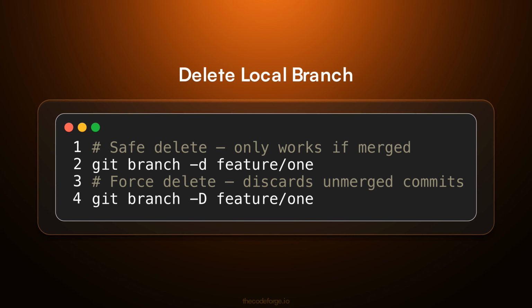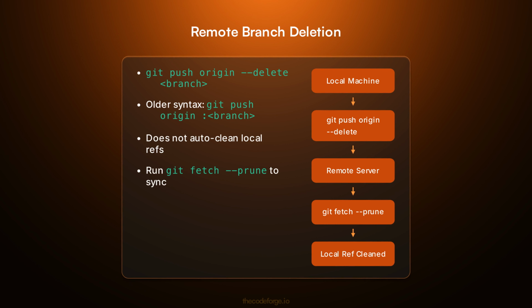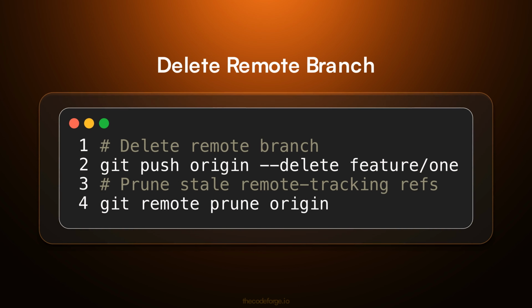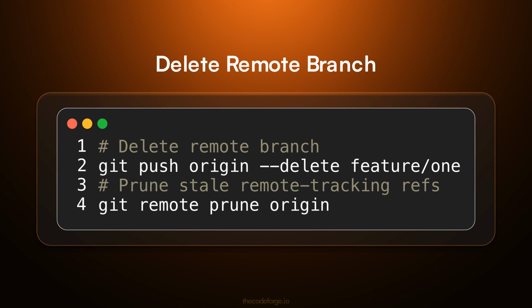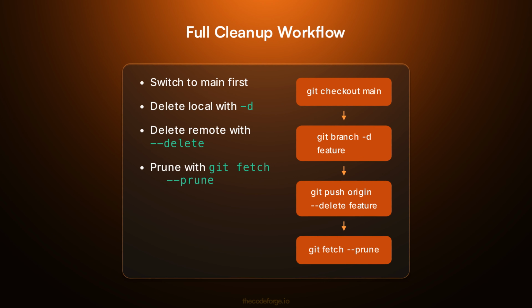Here's how to delete a local branch. The safe version will fail if the branch has unmerged commits. The force version will delete regardless. Deleting a remote branch removes it from the server, but your local remote tracking refs remain stale. You need git fetch --prune to clean those up. Use git push origin --delete to remove the remote branch, then prune your local cache with git remote prune origin or git fetch --prune. The complete cleanup sequence: switch to main, delete the local branch, delete the remote branch, then prune stale tracking refs. This leaves your repo clean.